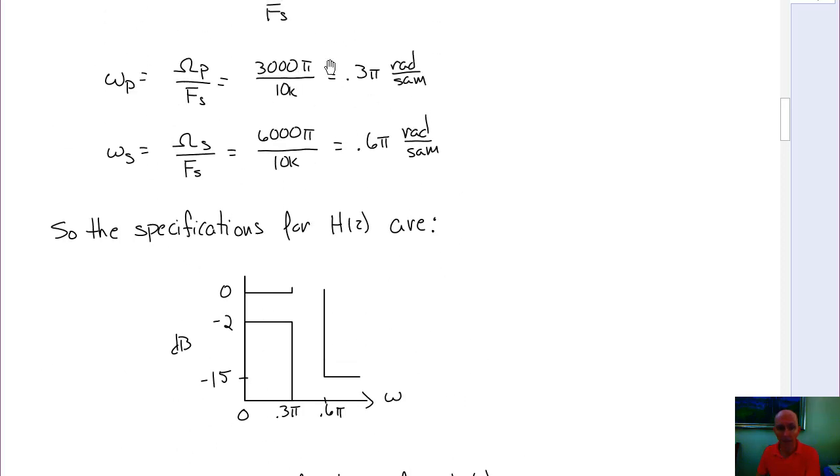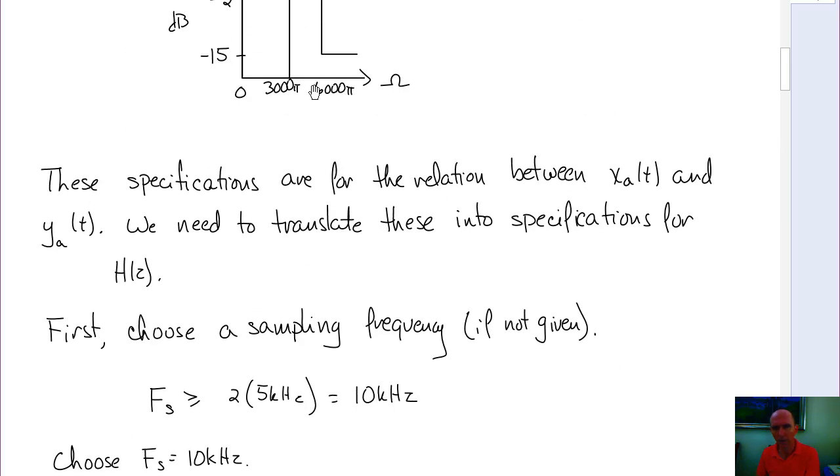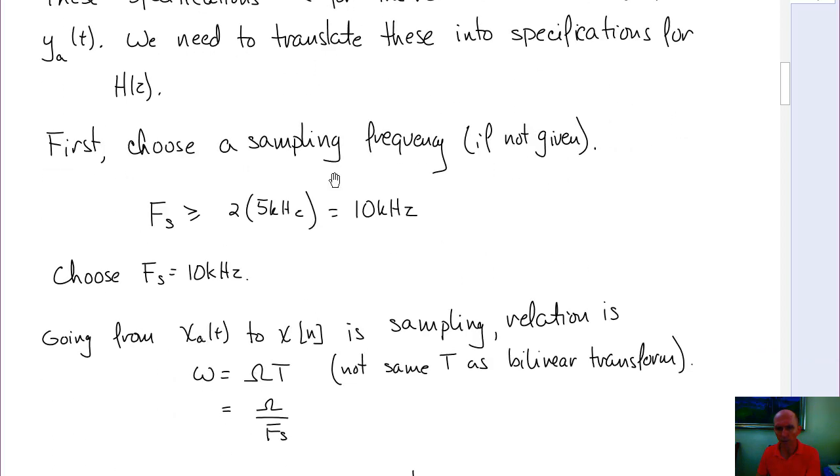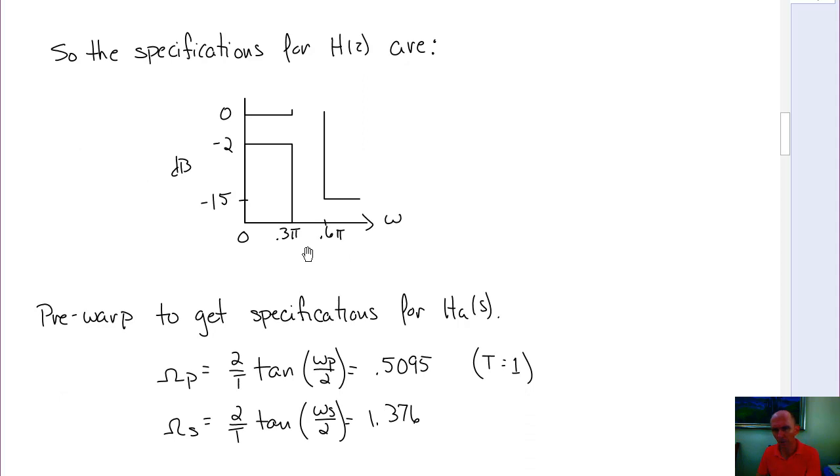Now, this is a linear transformation. This frequency is double this frequency. 6000 pi is twice 3000 pi. Since sampling is a linear operation, here we have 0.6 pi and 0.3 pi, something we didn't have when we did the bilinear transformation, which is not a linear transform. So these are the specifications for H(z).